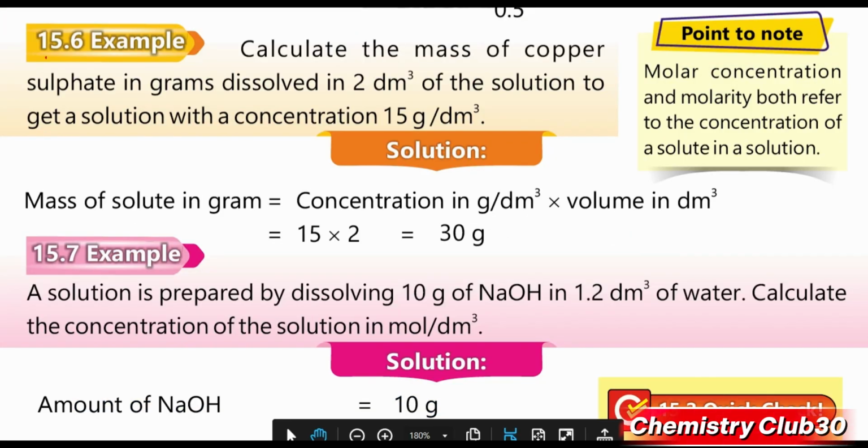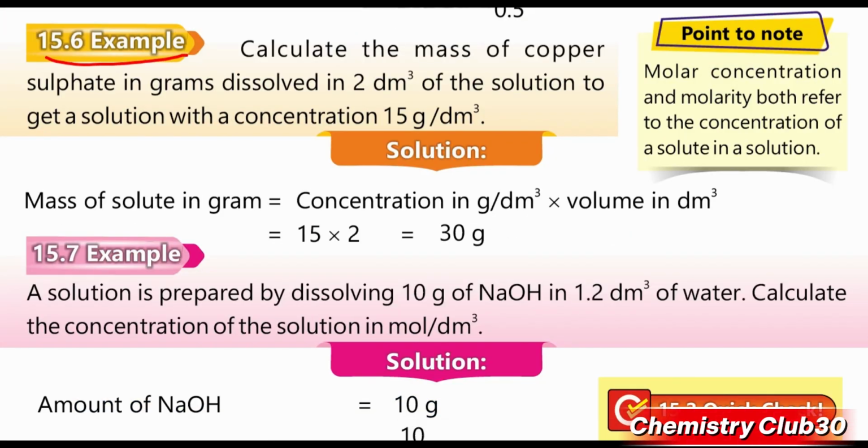Example 15.6. Calculate the mass of copper sulfate in gram dissolved in 2 dm cube of solution to get a solution with a concentration of 15 gram per dm cube. So in this case, we have to calculate the mass of copper sulfate. Copper sulfate is the solute and the unit is gram, dissolved in 2 dm cube of solution. So in this case, the volume of solution is 2 dm cube. The concentration of solution is given, which is 15 gram per dm cube.